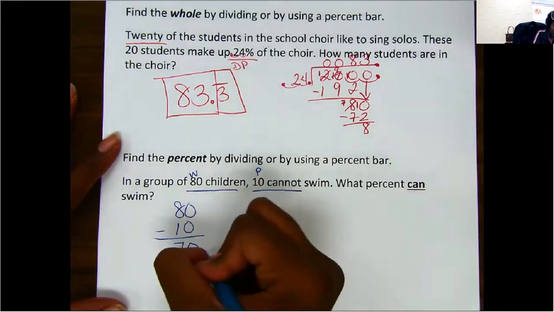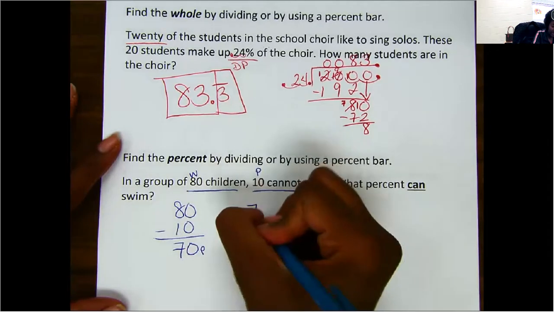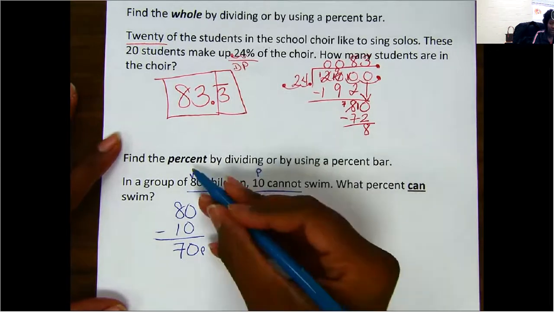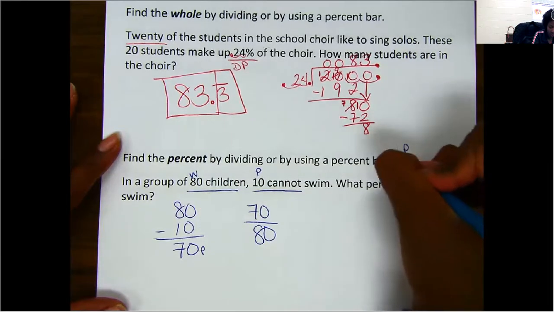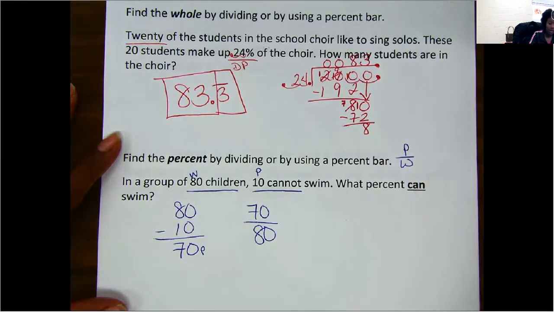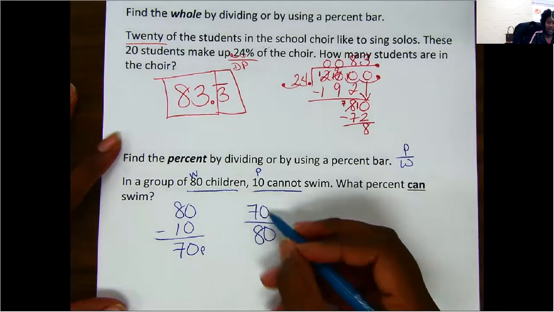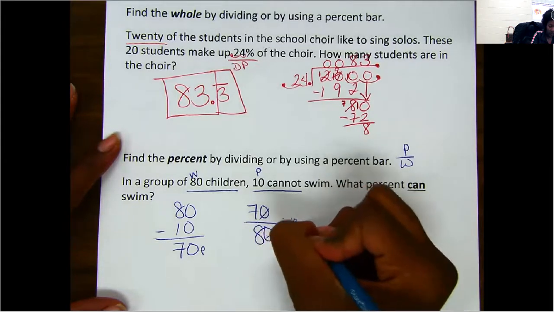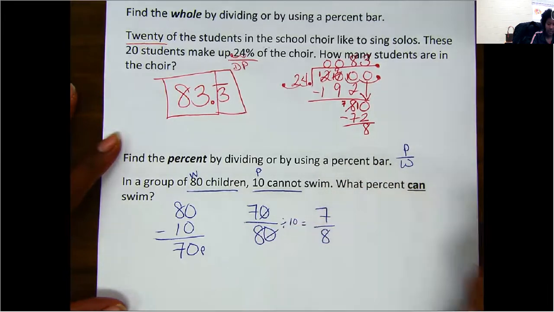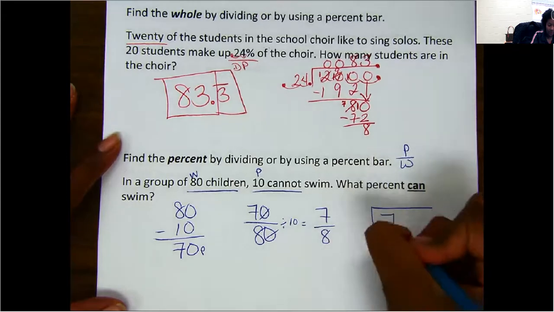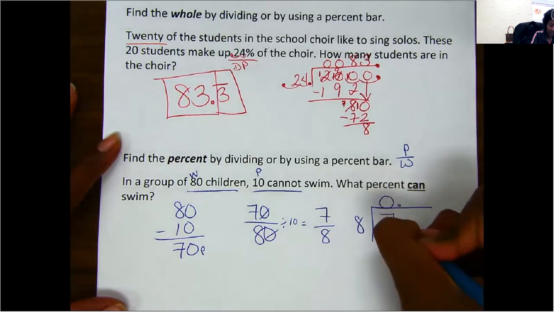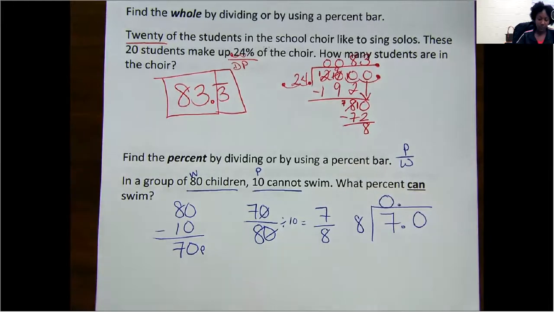So my new part is going to be 70 out of 80. Because remember, when I'm finding the percent, I need a part-whole relationship. Remember, I can simplify by 10. I now have 7 over 8. Now I can do my tie bow. Top in, bottom out. 8 will not go into 7, so I need to add a 0.